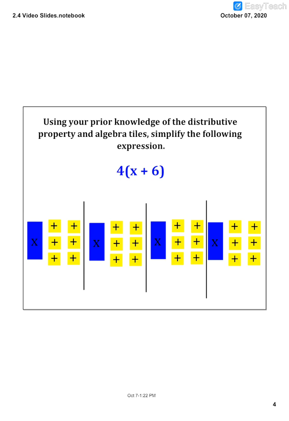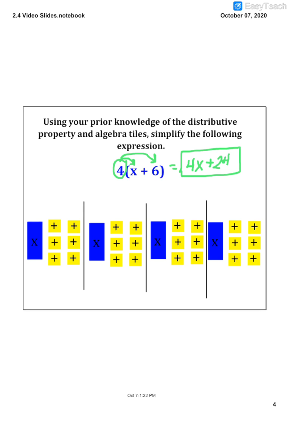So if I look at this one, using your prior knowledge of the distributive property and algebra tiles, simplify the following expression. So you see that it's modeled below, right? So if we discuss what we just spoke about, we have 4 groups of x plus 6. And if I model this with the distributive property, 4 times x is 4x, 4 times 6 is a positive 24. So I'm left with 4x plus 24.